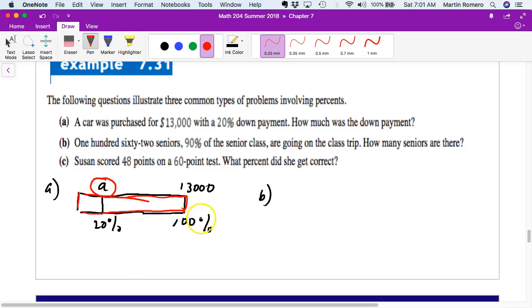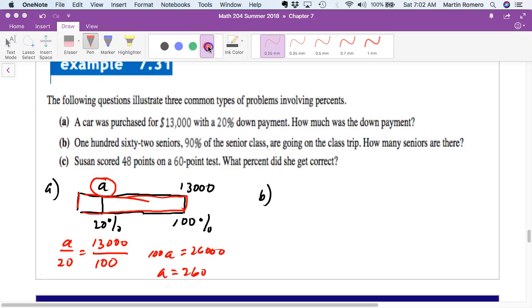How much was the down payment? You can see a proportion is set up: A over 20 is equal to 13,000 over 100. Then you solve by cross multiplying, and you get 100A is equal to 26,000. Divided by 100, move it twice, 260. So the down payment is $260. Let me fix that real quick. It's not 260,000, because it's 4 zeros, and then move it twice, 2,600.